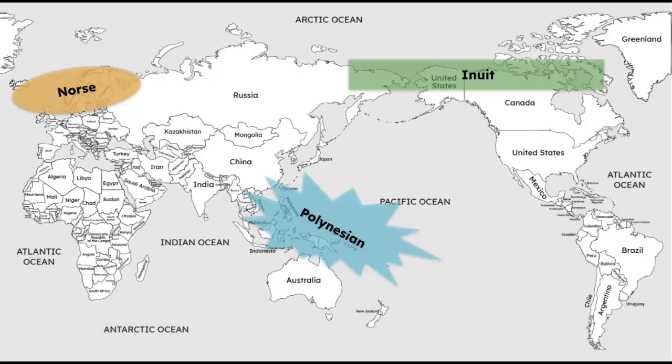To begin the Engage portion of the lesson, you'll display the world map with the 3 explorer locations pinpointed. You'll remind students of the 3 early explorer groups by pointing to their locations on the map: Inuit in the Arctic, Polynesian in the Pacific Islands, and Norse in the Nordic region.